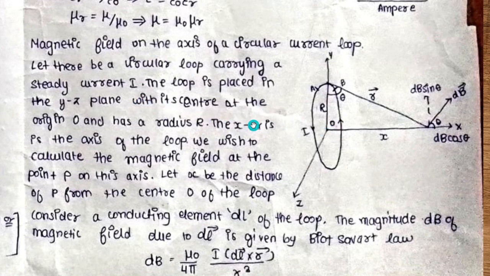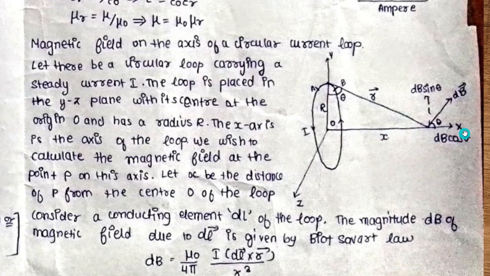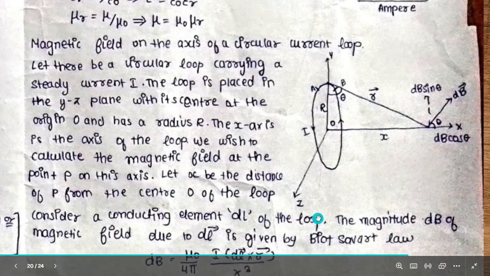It has a radius, capital R. The x-axis is the axis of the loop, passing through the center. Now we wish to calculate the magnetic field at the point P on this x-axis. Let small x be the distance of point P from the center O of the loop. Now consider a small element dl of this circular loop, A and B, as you can see.